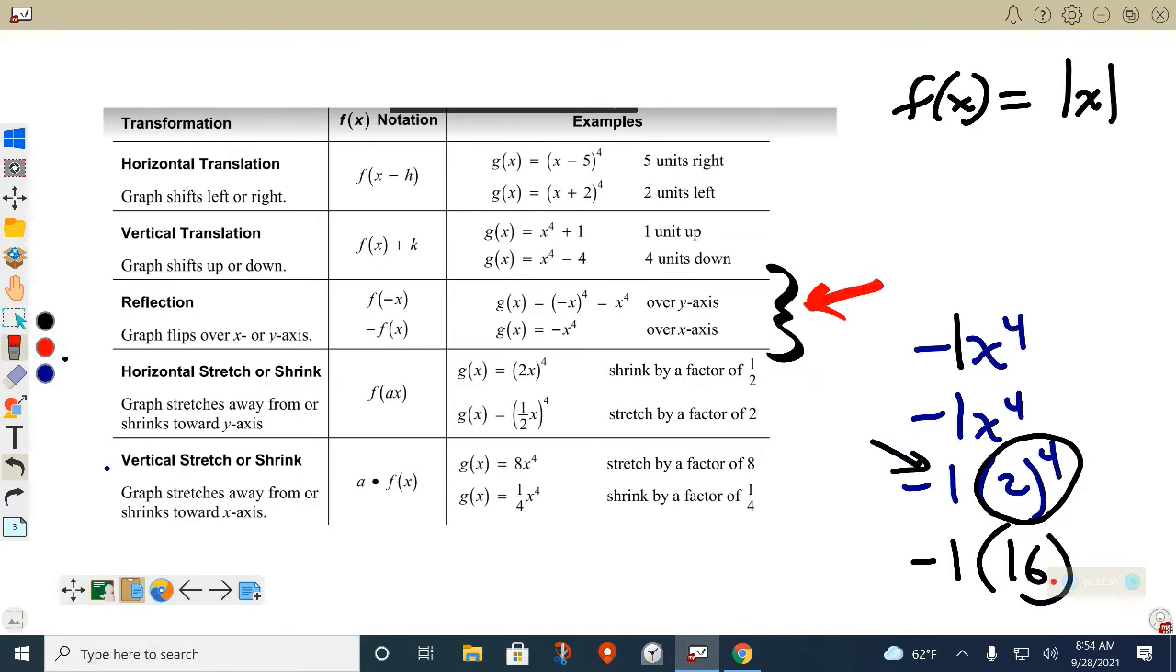This right here. Here, the x has to be taken to the 4th power before being multiplied by the negative, therefore it's over the x-axis. Here, the x is being multiplied by the negative before it's taken to the 4th power, therefore it's over the y-axis. That's kind of what I'm trying to labor here. You got to know the difference. If the action takes place before the negative, it's going to be over the x-axis. If the action is taken after the negative, it's over the y-axis.